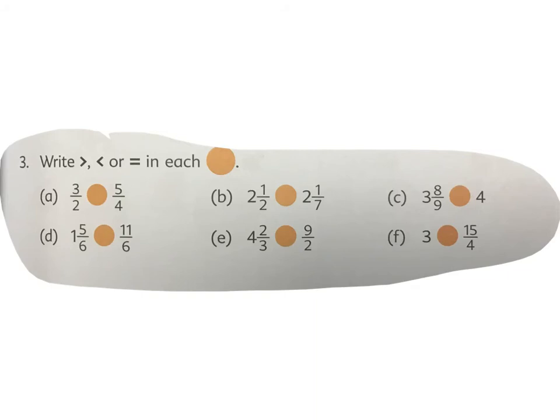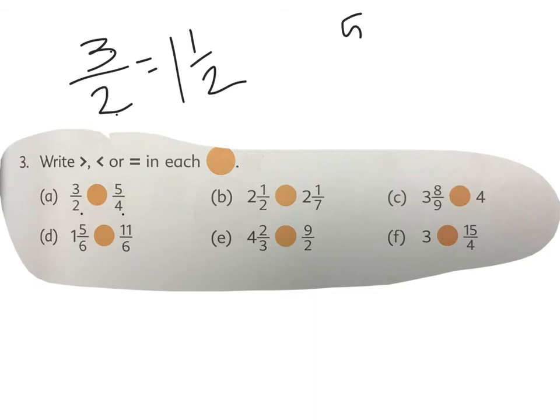All right, let's look at A. I'm going to change the thickness. So for A, I have 2 improper fractions. So I'm going to change them to mixed numbers. So if I have 3/2, 2 goes into 3 one time with 1 piece left over, 1 1/2. 5/4, 4 goes into 5 one time with 1 piece left over, 1 1/4. Which one is bigger, 1 1/2 or 1 1/4? It should be 1 1/2.